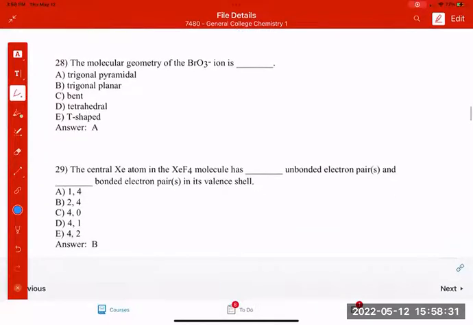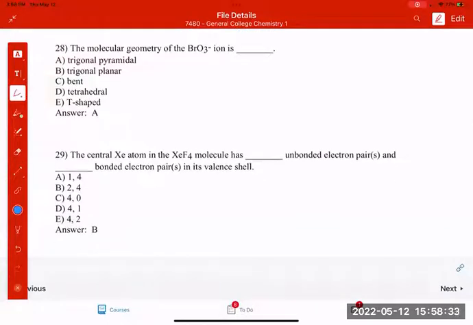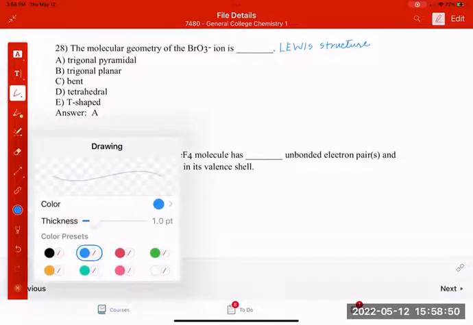Next is the molecular geometry of the borate ion. Now, these types of questions ask you to look at the Lewis structures. So let's do this question because it's an important question. Something similar is going to be on the test, not exactly this, but similar.